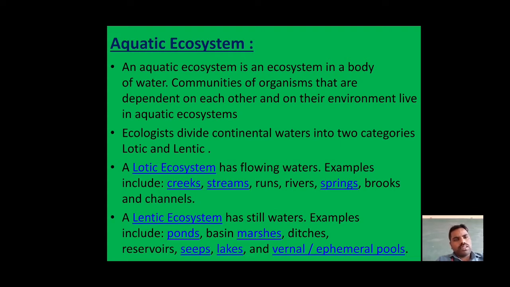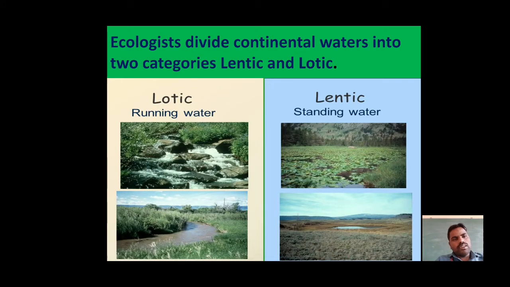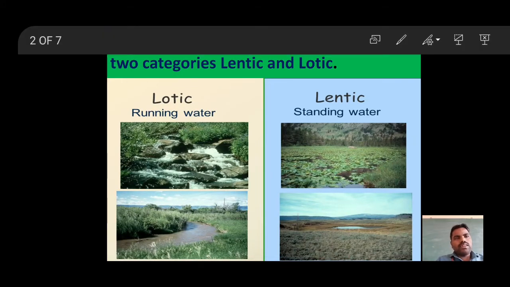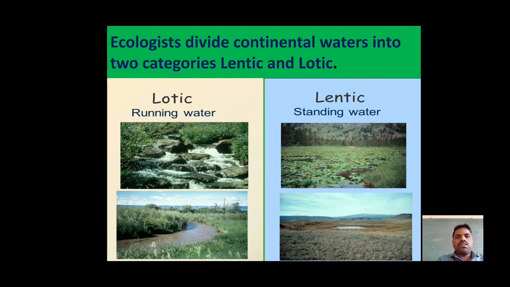First I will show you one image. What is the meaning of lotic and lentic ecosystem? In the image, on the left side we can see the lotic ecosystem, and on the right side we can see the lentic ecosystem. On the left we can see running water, meaning a lotic ecosystem is water in a running state. A lentic ecosystem is water in a standing state.